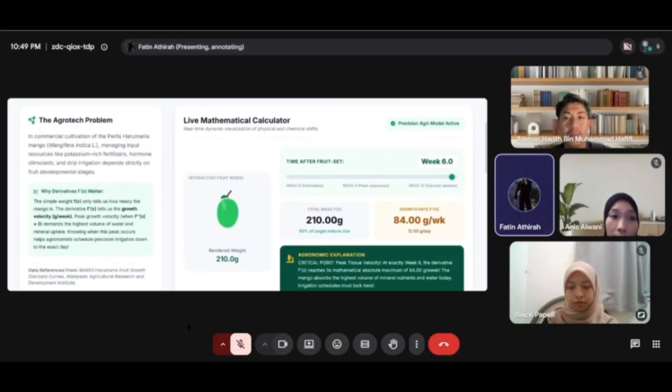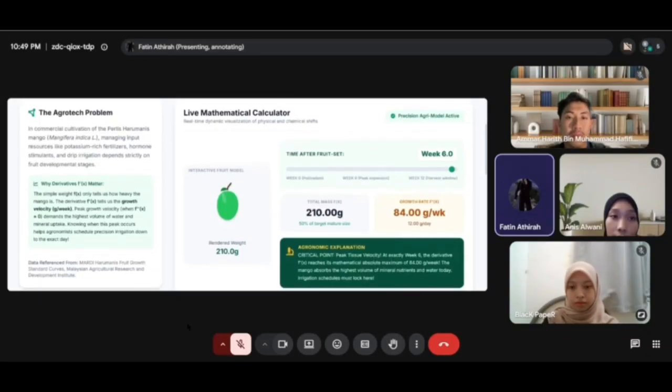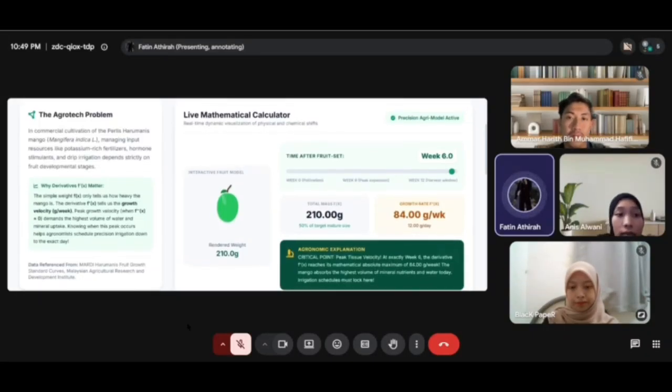So, why is this study important? Firstly, higher profit. Harum Manis is a premium fruit. Better quality means higher income for local farmers. Secondly, save resources. Farmers will know the exact time to apply fertilizer and water, preventing waste. Thirdly, modern farming. It changes traditional farming into smart, data-driven agriculture.